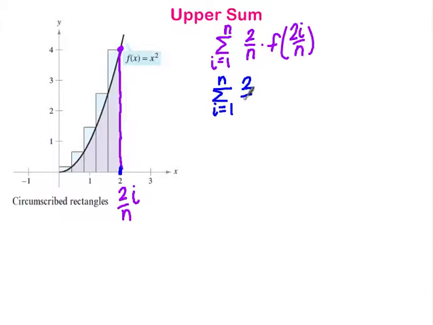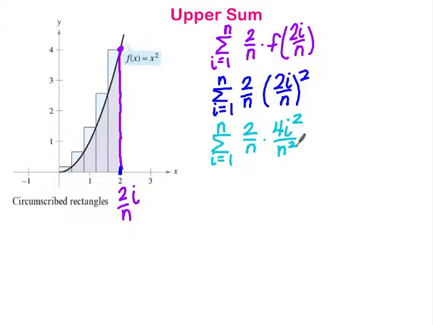f of 2i over n means I've got 2i over n quantity squared, because my original function, remember, was x squared. So I'm just plugging in that 2i over n into that. All right, so let's go to work. The 2i quantity squared will give me 4i squared over n squared.